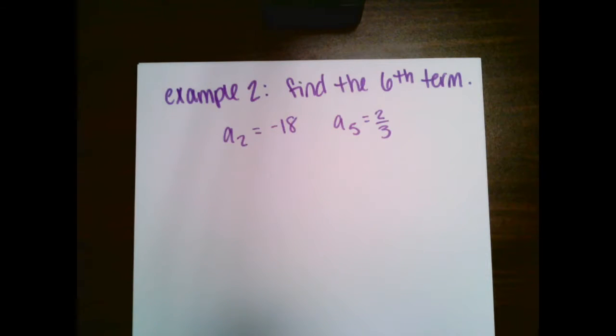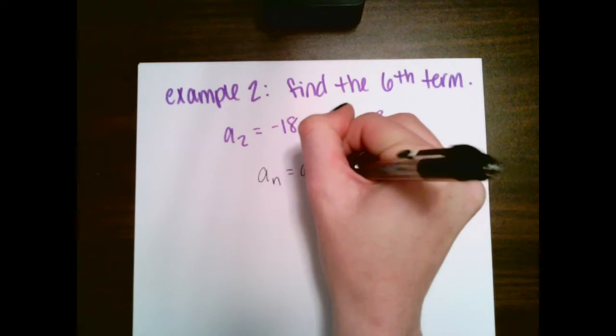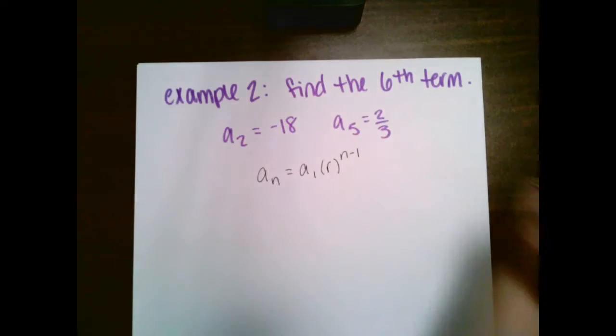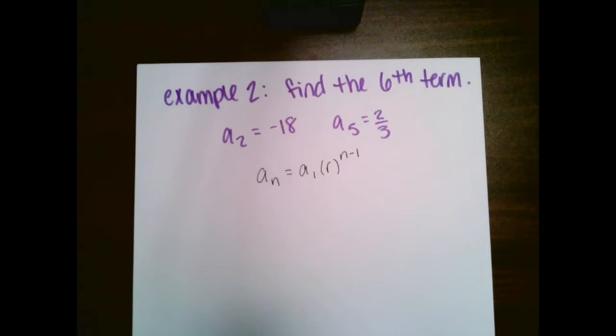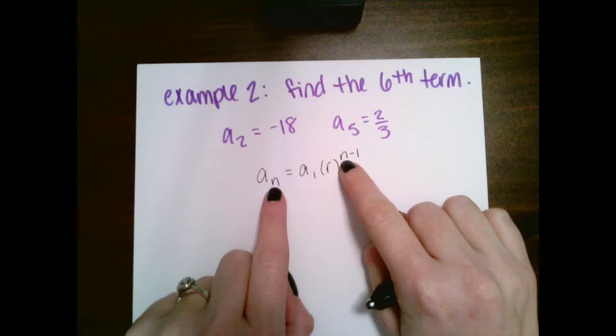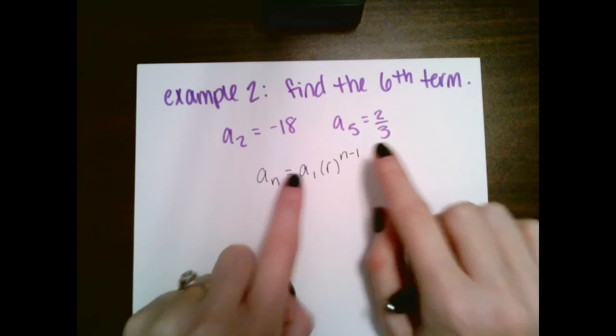So now we're going to look at what happens when we don't have the first term. We're going to use a variation of the same formula. So we were dealing with a sub n equals a sub 1, or the first term, times the common ratio to the n minus 1. When you're working with this formula, the thing that you need to remember is if you're dealing with the nth term, n goes here. First term, 1 goes here. As long as these match, you're okay.